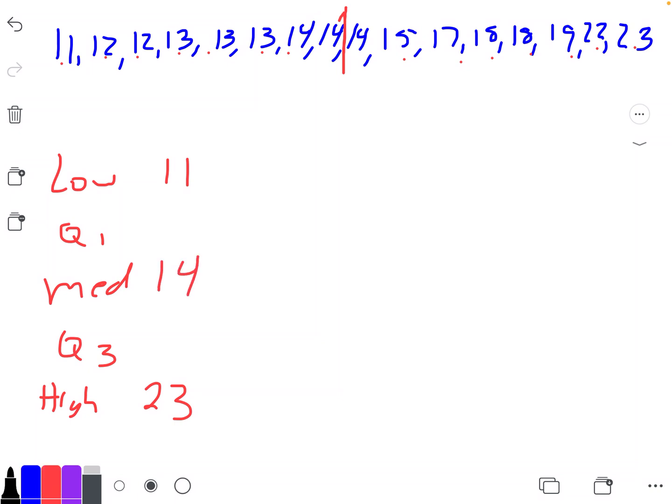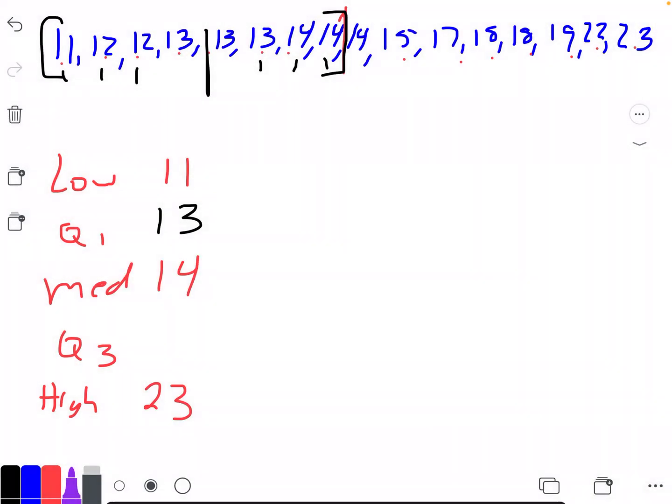Now we have to find out what our first quartile is. We're going to take all of these numbers below the median and find the median there. So if you count 1, 2, 3, and 1, 2, 3, it's going to be right between the two 13s. So it's going to be 13. Now for the next one, we have to find our third quartile. You can say there's 1, 2, 3, and 1, 2, 3. So it's right between the two 18s. So that's going to be 18.